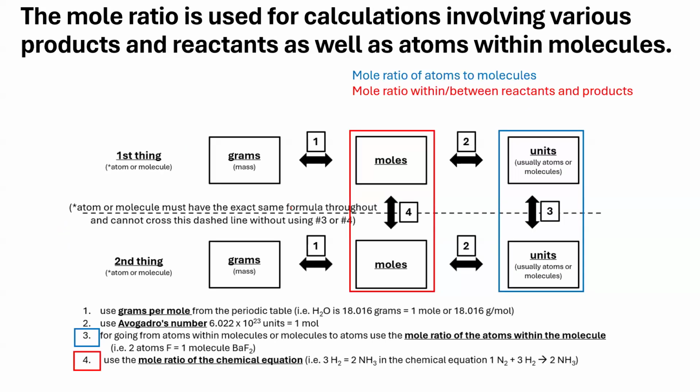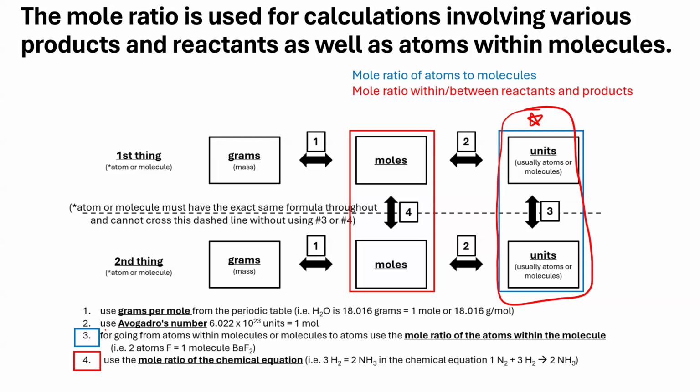So the mole ratio is used for calculations involving various products and reactants, as well as atoms within molecules. If you're looking for atoms within molecules, we've done this before already, back in, I believe it was topic 6, the dimensional analysis. But we've already used this. We didn't formally address it at this length because it was just a simple concept, but this is where it gets a little more difficult.